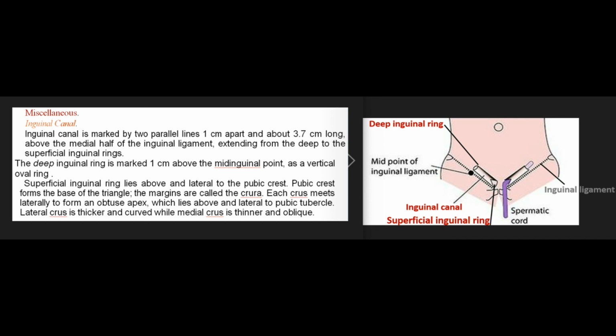The pubic crest forms the base of the triangle, and the margins are called the crura. Each crus meets laterally to form an obtuse apex, which lies above and lateral to the pubic tubercle. The lateral crus is thicker and curved, while the medial crus is thinner and oblique.